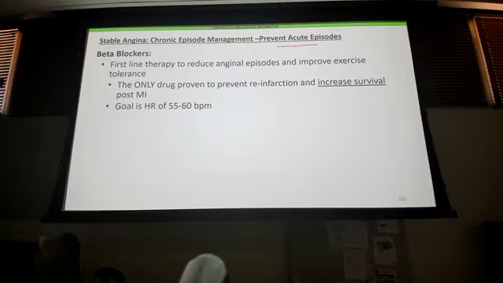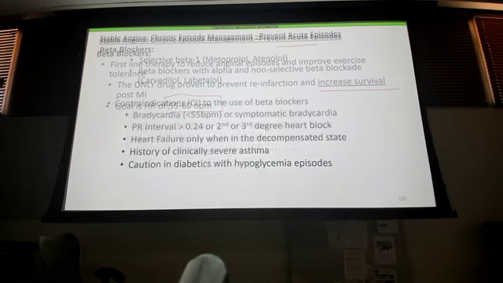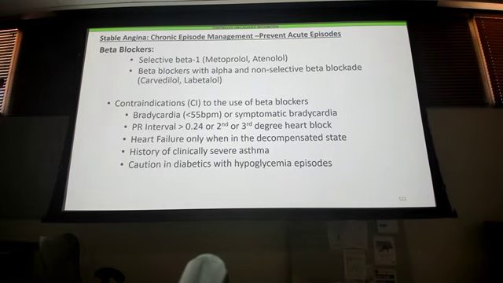So to prevent the acute episode from happening, so that stable angina pain from happening, first thing you want to do is put them on a beta blocker and titrate the dose if you can so that their heart rate's between 55 and 60, okay? This is first line because it has a mortality benefit associated with it, okay? And there's a couple of different options out there, metoprolol or atenolol, that work great.